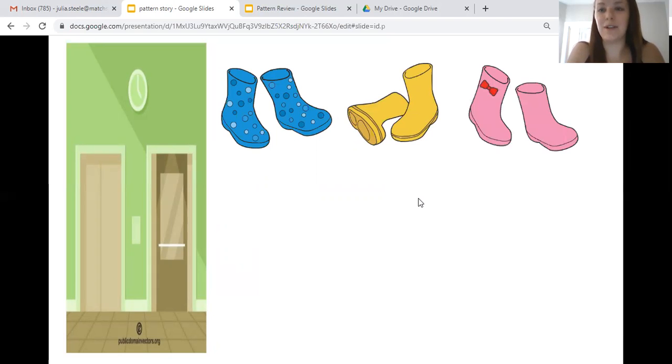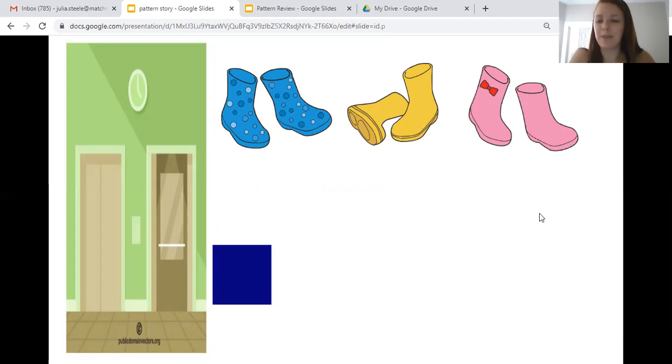The next student puts their two pink boots by the door. So now there's blue, yellow, pink. Or you could say blue, blue, because there's two boots in each, yellow, yellow, and pink, pink. So that sounds like a pattern. Do you think that we can make that pattern? How would we make that?